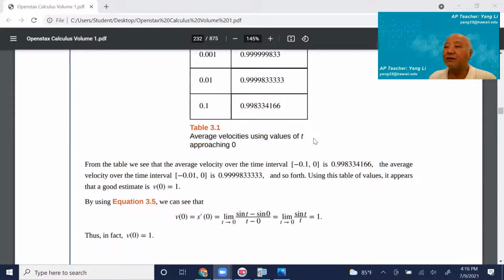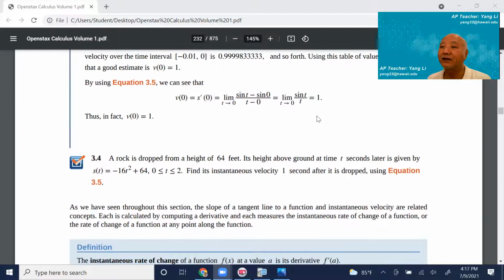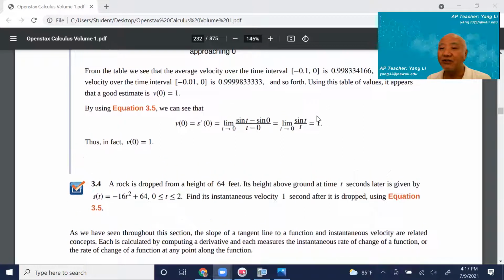So just remember: tangent line slope is the same as instantaneous rate of change, and the same as the velocity if it's particle motion. If it's linear motion, we're talking about the simplest case, so that will be the velocity related to time. Now I'm going to show you how to do Check 3.4.